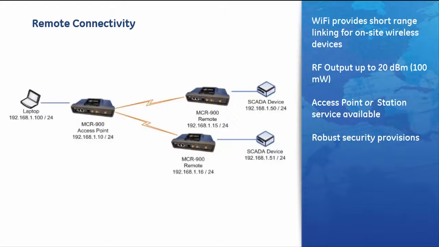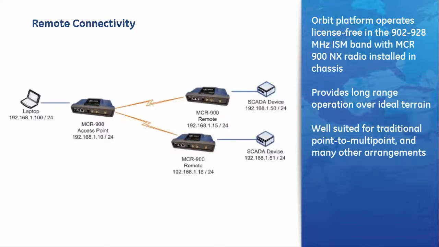Another application for the Orbit platform is providing 900 MHz connectivity between an access point and remote stations, as shown here. An Orbit used for this service is known as an MCR-900 and comes equipped with a radio module operating in the 902 to 928 MHz ISM band. This band is allocated for license-free operation in the US, Canada, and several other countries. The application shown here depicts a basic point-to-multipoint arrangement supporting a SCADA system. Other variations are possible, including a point-to-point and store and forward arrangement.